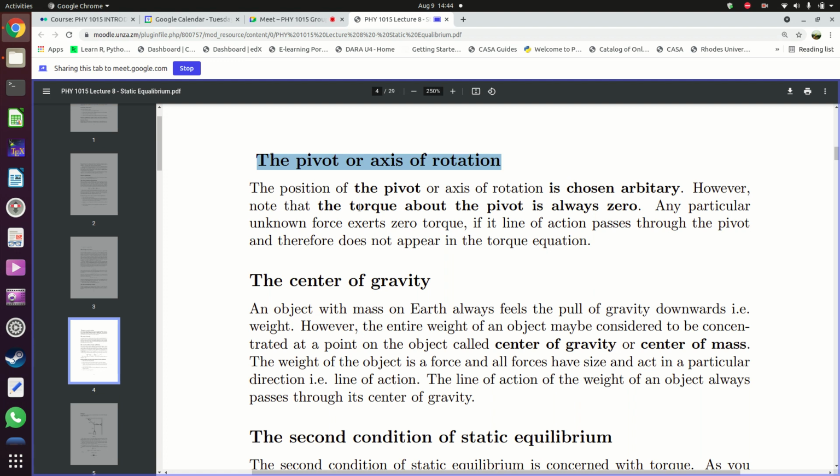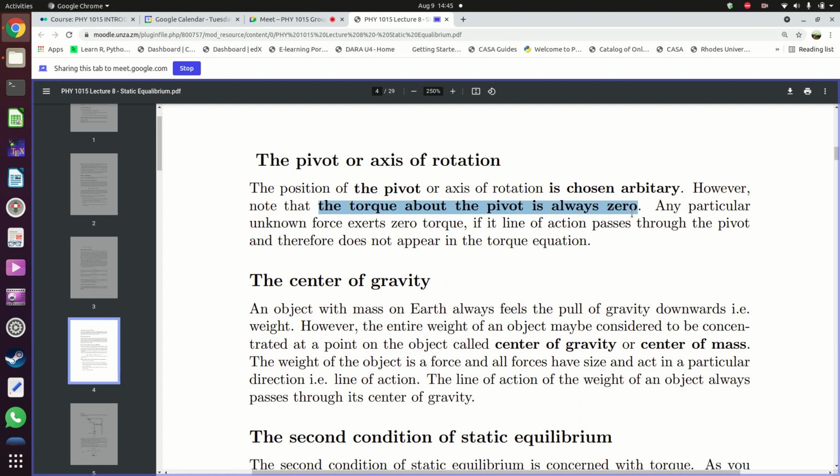In such a case which is not so obvious, the pivot or the axis of rotation can just be chosen arbitrarily. However, what you need to know is that if the line of action of a force is passing through a pivot, that particular force will not produce a torque. This is the thing you need to know.